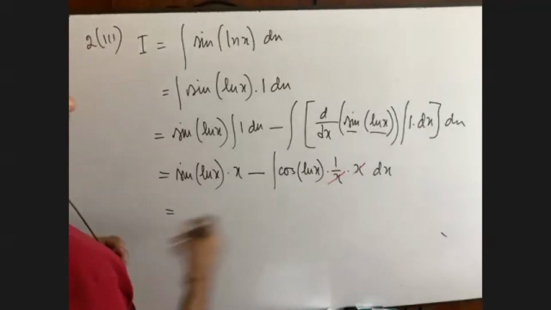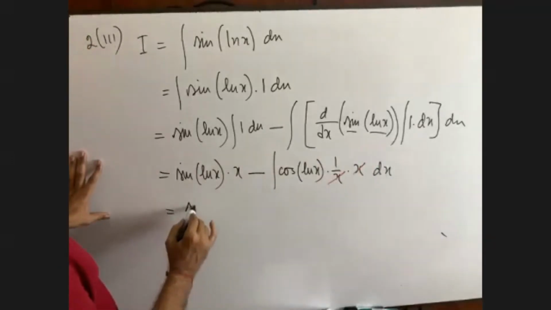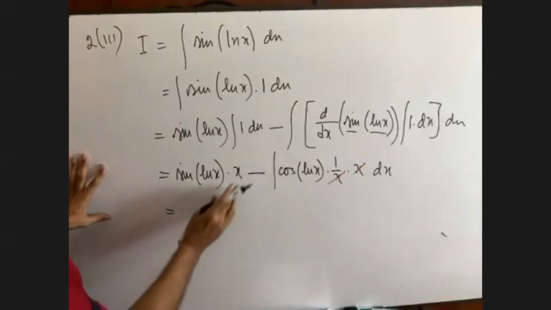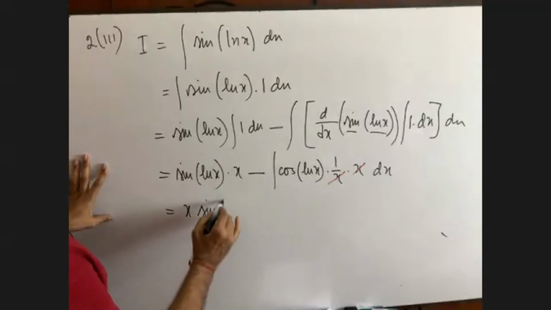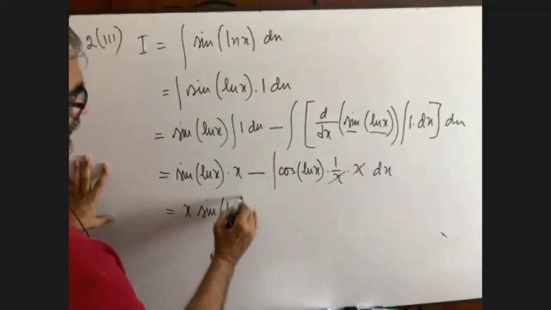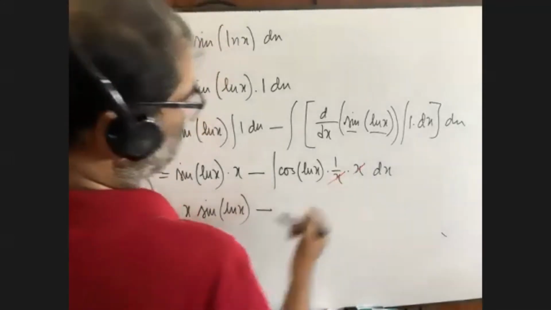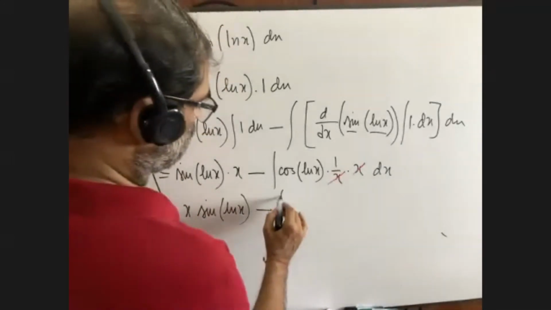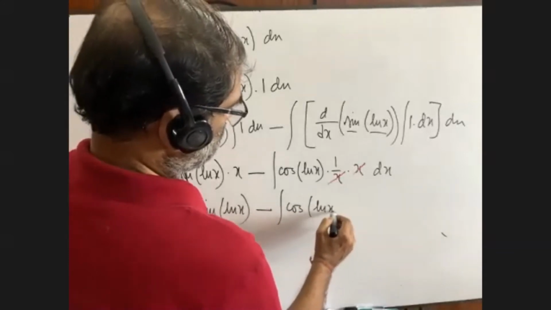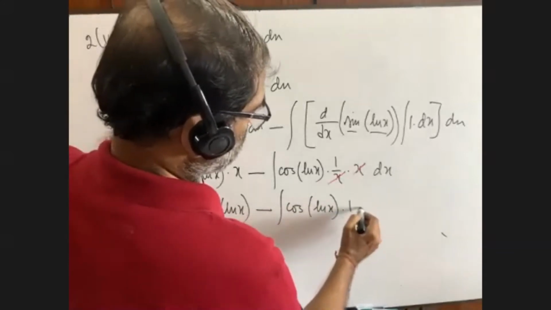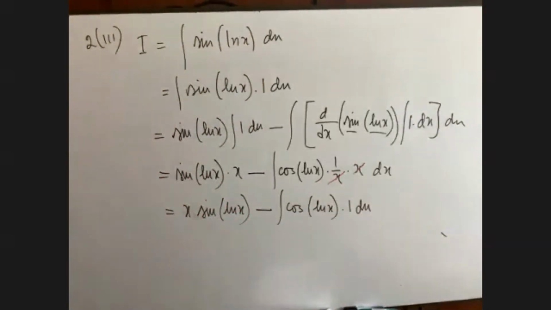Now you see, this x will be omitted. Now it is sine. Okay, very good. We are going to write down this x at first: x sine ln x minus. You see, we can write it in this way: cosine ln x dot 1 dx. Okay.